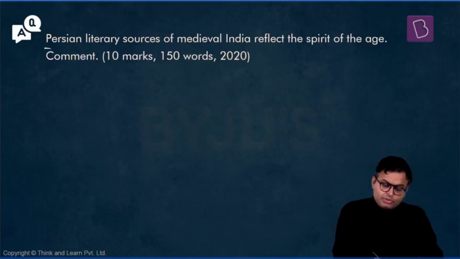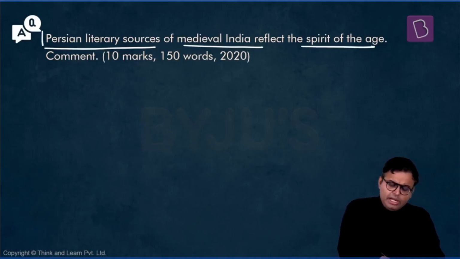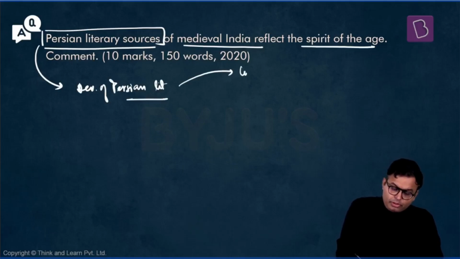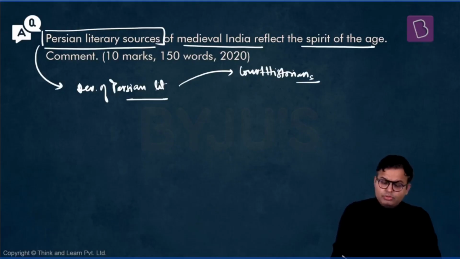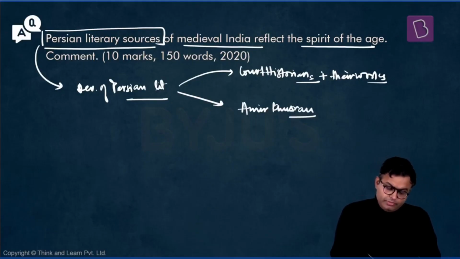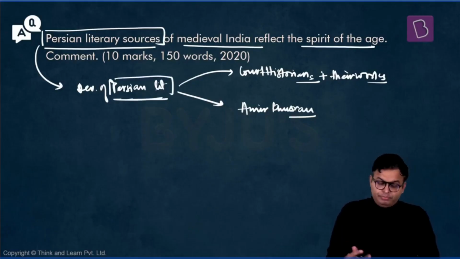Persian literary traditions, sources of medieval India reflect the spirit of the age. Now, this is a very, I would say, direct question, to be honest. Here we have to understand the development of Persian literature. When we talk about Persian literature, first of all, we have to talk about court historians and their accounts. Minhaj Siraj, we have to talk about Al-Biruni, court historians, Abul Fazl. And for the development of Persian literature, we also have to talk about Amir Khusro, who was not only a historian but also a poet. The works of Amir Khusro. And various forms of Persian literature.